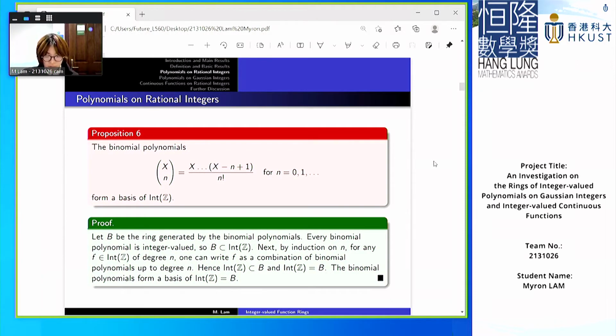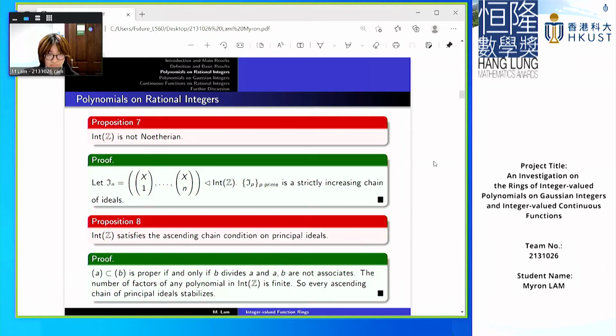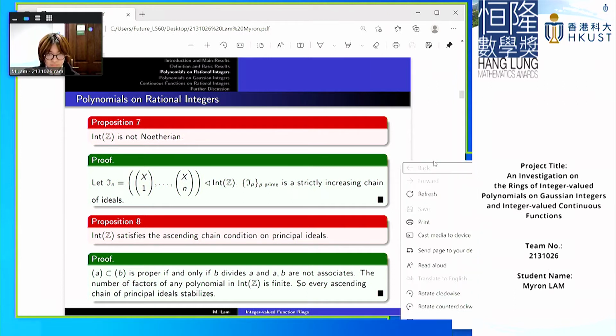We first consider polynomials on the rational integers Z. A well-known result is that the binomial polynomials x choose n form a basis of Int(Z). Using this fact, we can construct a strictly increasing chain of ideals, implying that the ring is non-Noetherian. However, since the number of factors of any polynomial in Int(Z) is finite, every ascending chain of principal ideals stabilizes, and the ascending chain condition on principal ideals is satisfied.